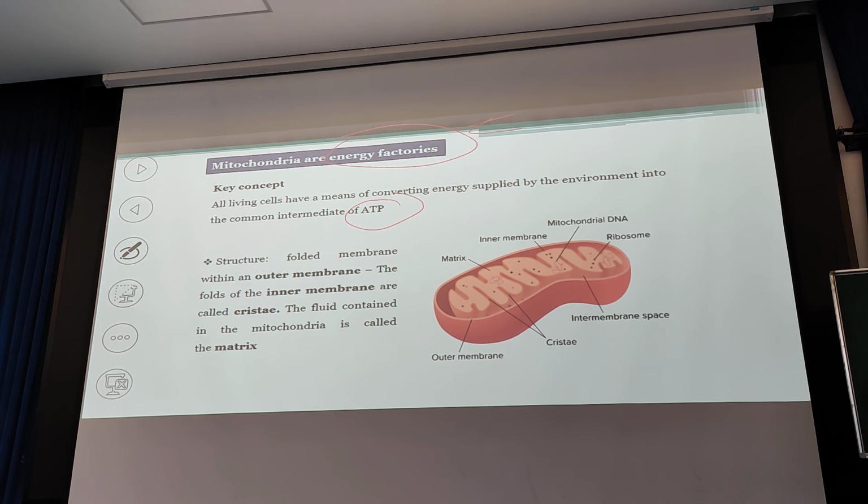And this is the structure of the mitochondria. The mitochondria has a double membrane. The outer membrane is smooth, and the inner membrane folds so many times to increase the surface, and forms the structure called the cristae. And inside the mitochondria, we have the fluid. We call it the matrix.